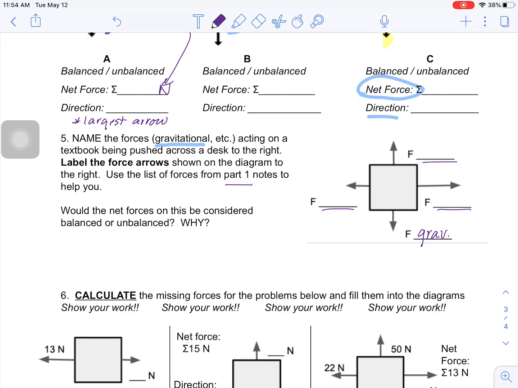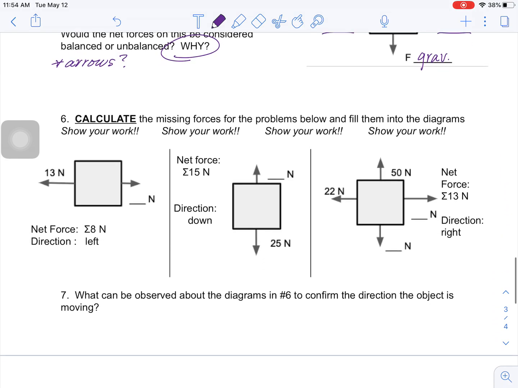And then looking at the diagram, you don't have any values, but take a look at the arrows to give you a little clue here. How do you know it's balanced or unbalanced? What's your clue with the arrows to help you out there, even though you don't have any values?